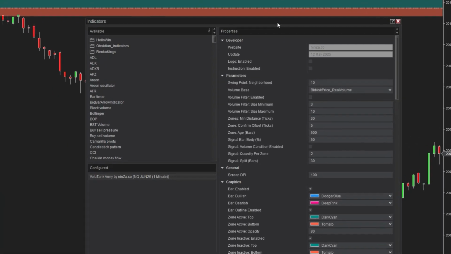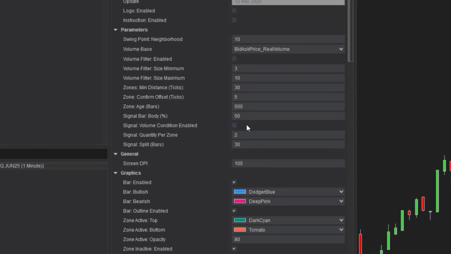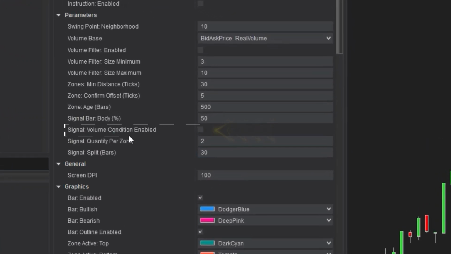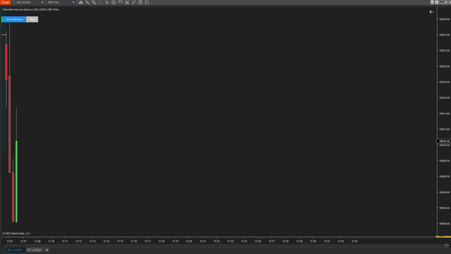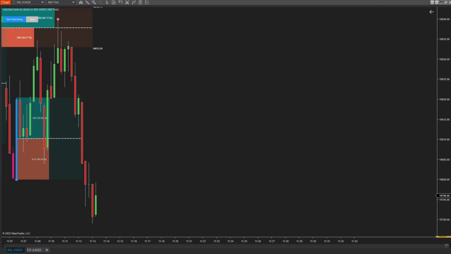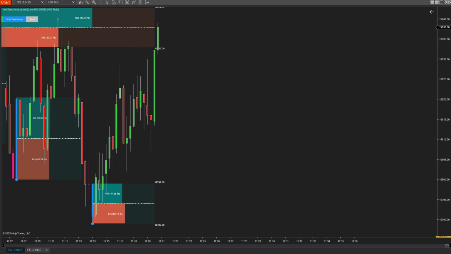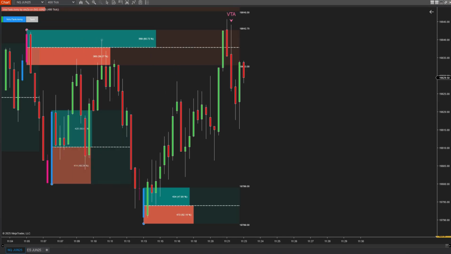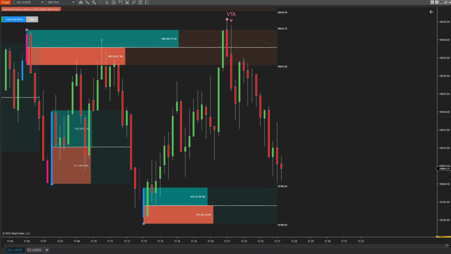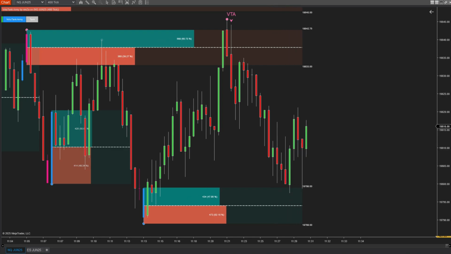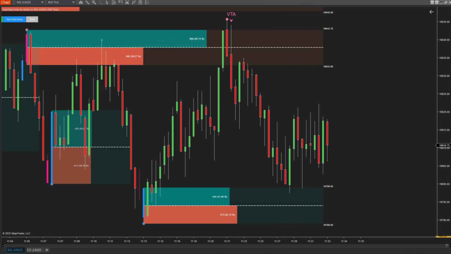There's another special option inside the signal parameters of the VoluTank Army indicator, and that is signal volume condition. This feature allows you to control whether the indicator uses buy-sell volume to qualify trade signals within supply-demand zones. When this option is unchecked, the indicator will no longer care whether total buy volume is greater than sell volume or vice versa. In other words, it completely ignores the comparison of buy versus sell volume within the zone.